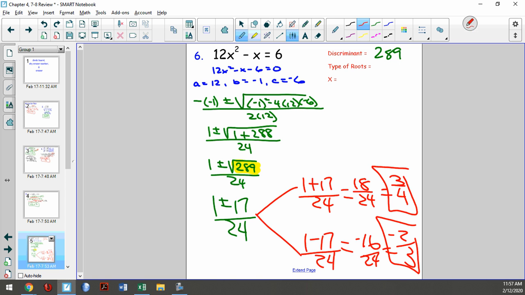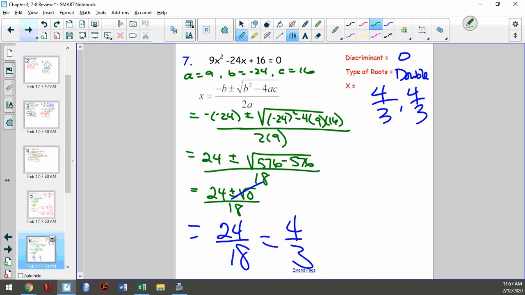So what type of answers do those look like? Are they the same? No, so it can't be double. Are they imaginary because they have eyes in them? No. Do they make sense to you, or do they have ugliness in them like the square roots? They make sense, so that means that they're rational. Okay, so that's 3/4 and negative 2/3. Do we understand that problem, yes or no? Yes. Yes? Let's do it again.